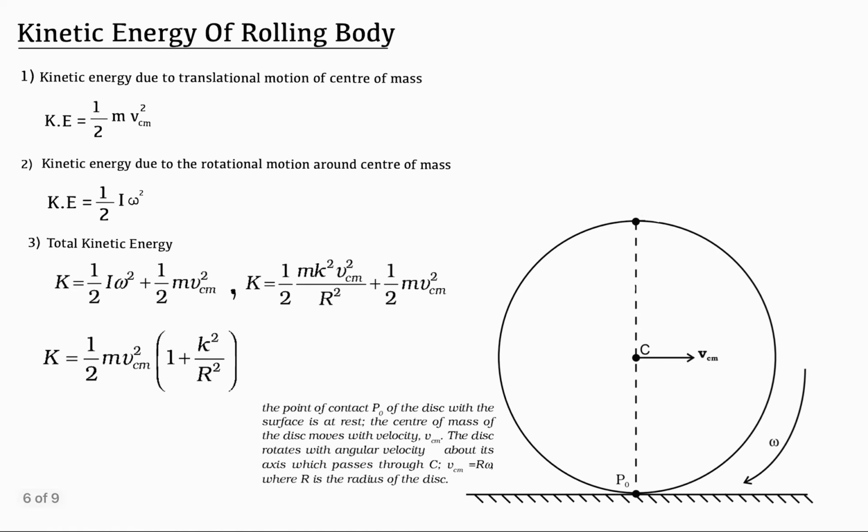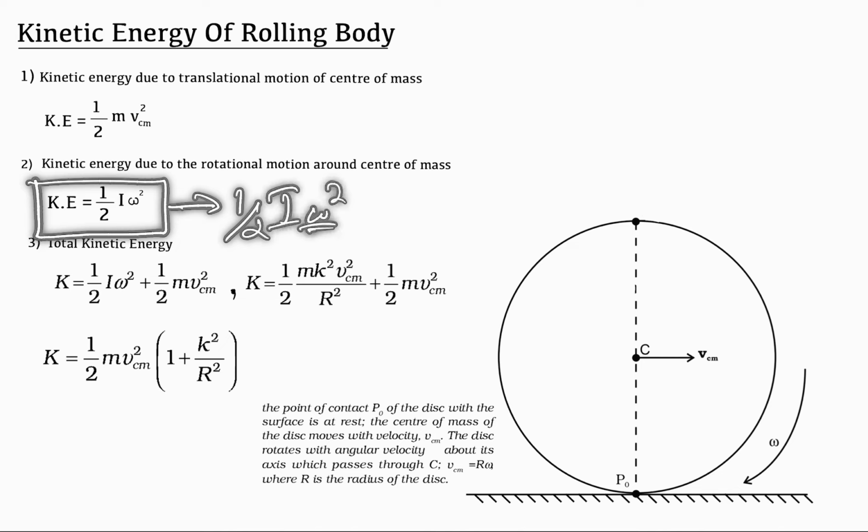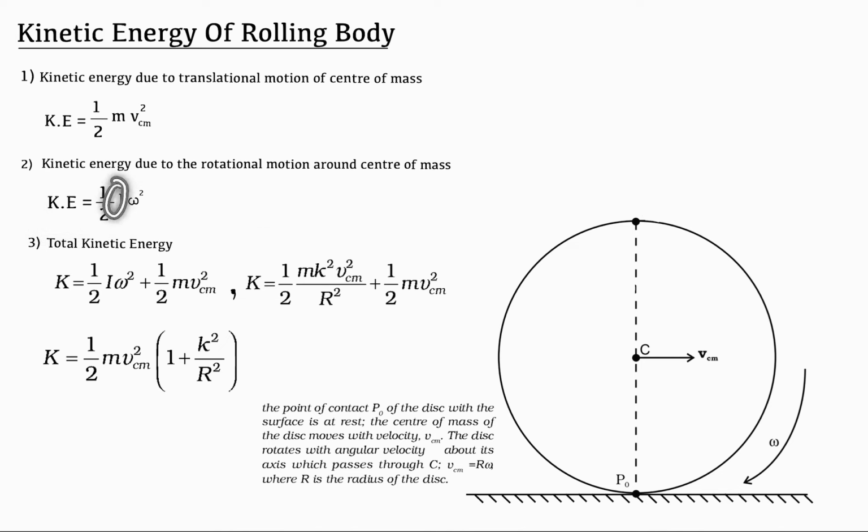So there will be two kinetic energies possible. Okay, first due to the translational motion of the center of mass. Suppose vcm is the velocity of the center of mass, then all the particles in the rolling motion will have a kinetic energy due to translational motion, which is half m vcm square. And also the rotational kinetic energy, K is equal to half I omega square, where I is the moment of inertia. We can write the moment of inertia I as m k square, which is shown right here, where k is the radius of gyration.